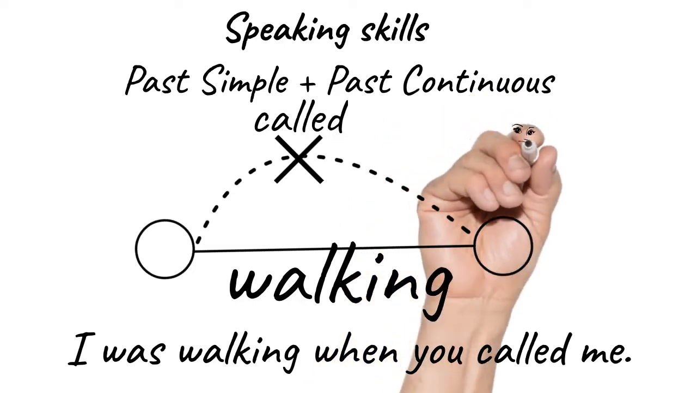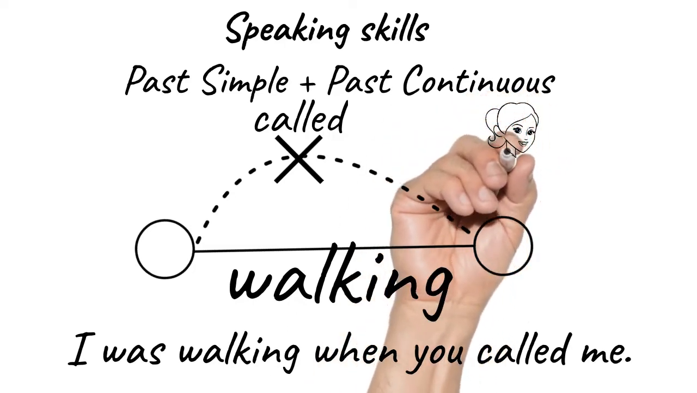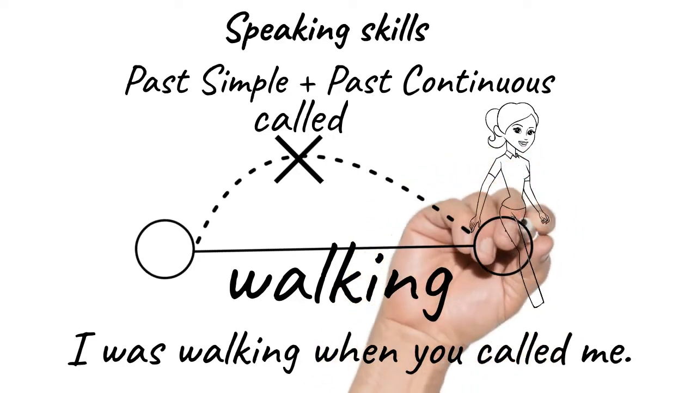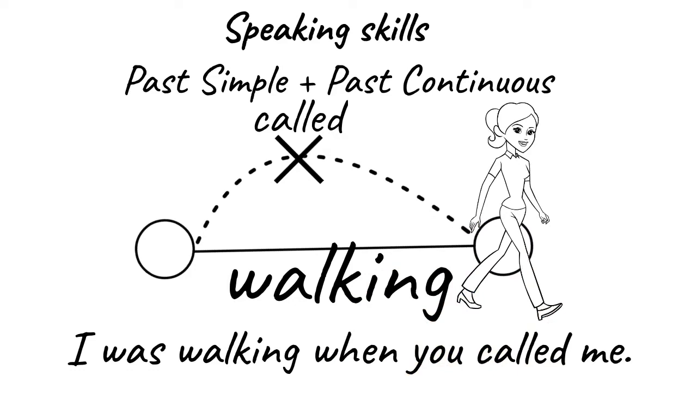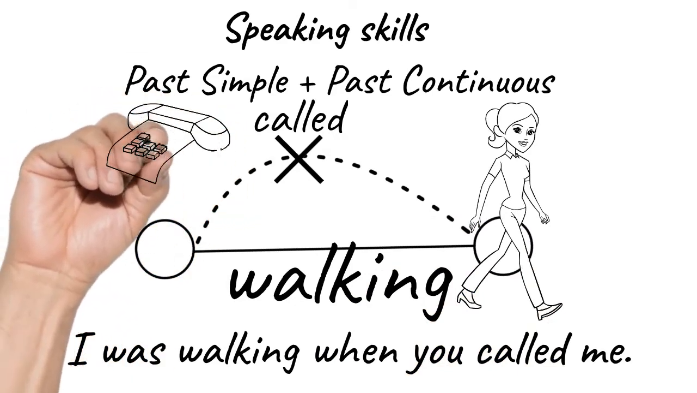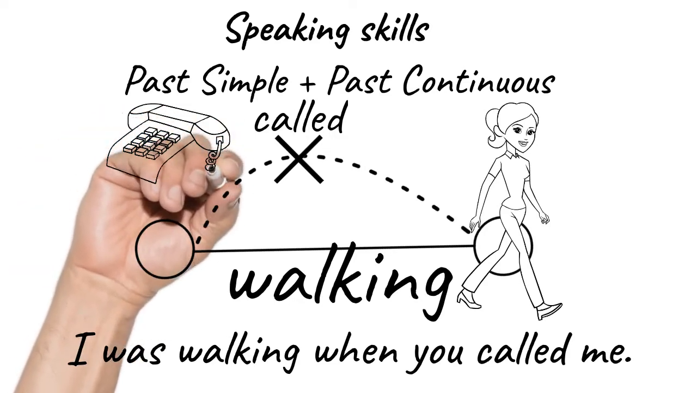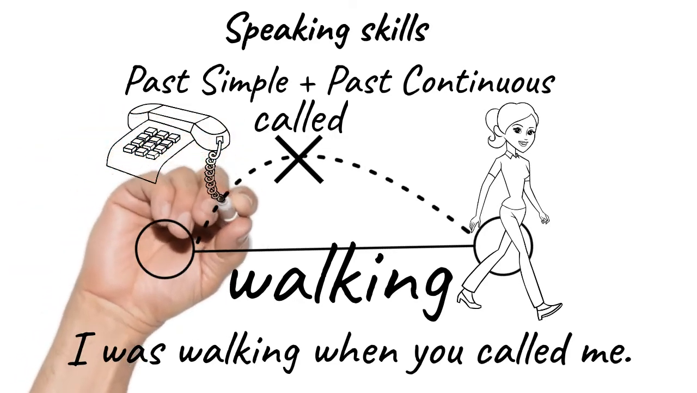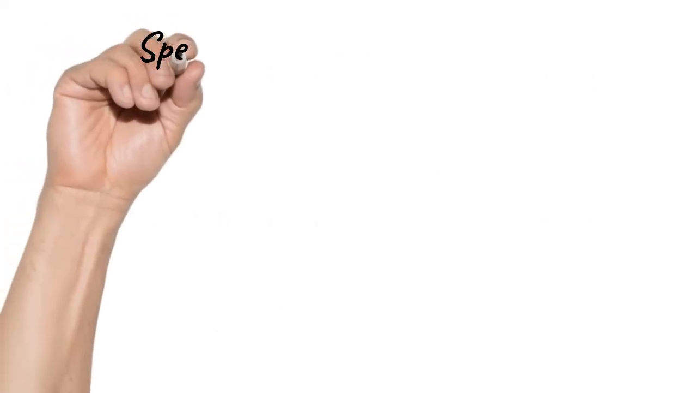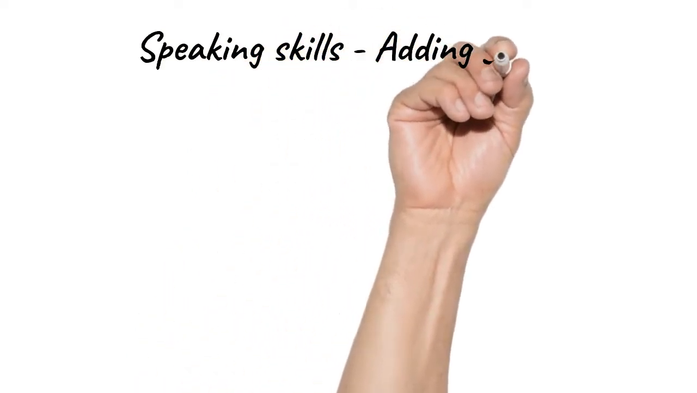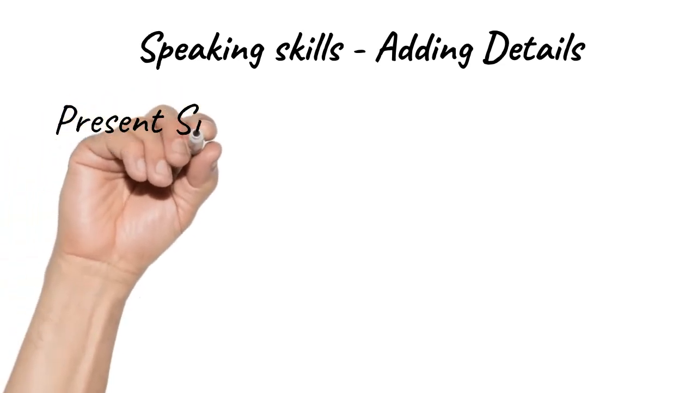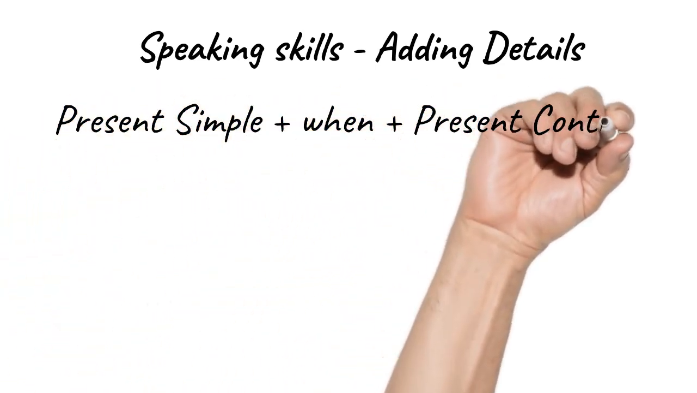So, I was walking when you called. We connect the past continuous with the past simple to show exactly when she called and create a better sentence, more information, more detail. We understand. We have a picture in our head of somebody walking and the phone ringing. Adding details is one of the best things you can do when speaking in the workplace and with friends and family.